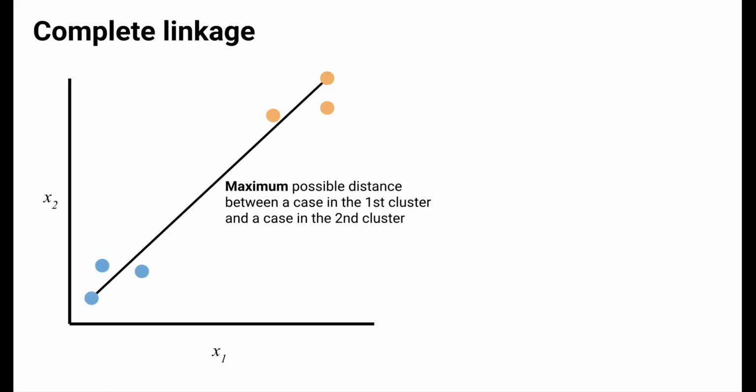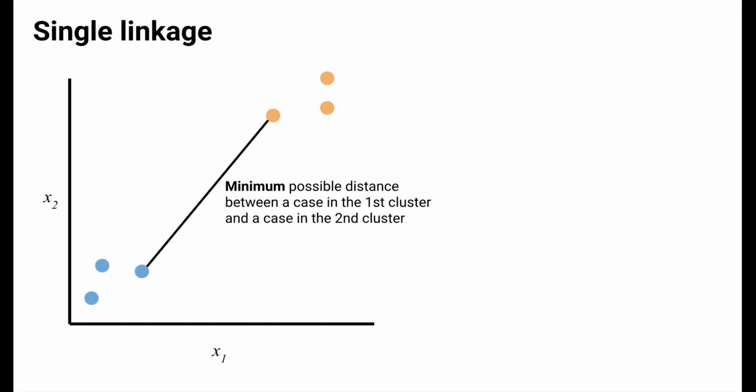So in complete linkage, we measure the distance between 2 clusters using the maximum possible distance between a case in the first cluster and a case in the second. So in other words, we compute all pairwise distances and say that the distance between the 2 clusters is the maximum of these pairwise distances.